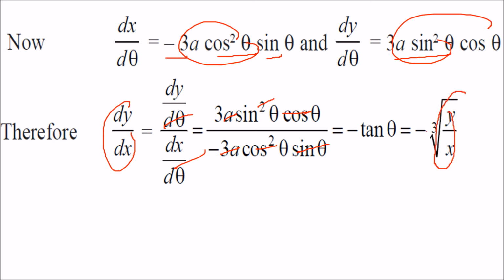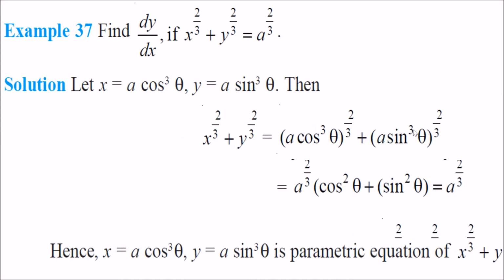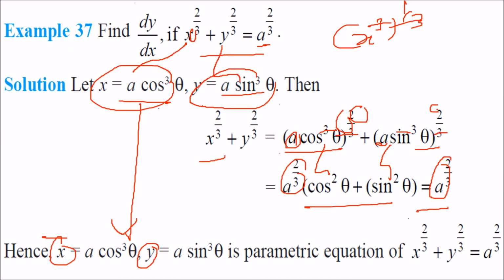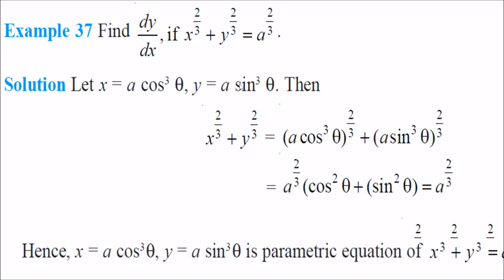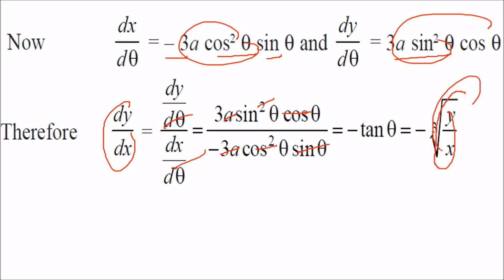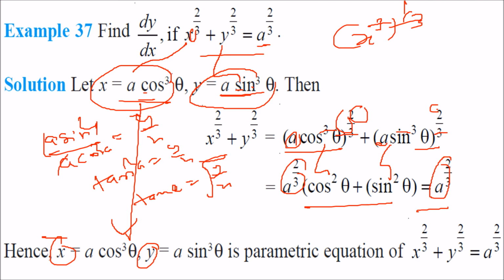And tan theta was what? See, tan theta is nothing but if you divide these two, means a sin cube theta by a cos cube theta. If you say this is y by x, it cancels out, and this is tan cube theta, y by x. So tan theta will be y by x under root. This is the cube root, I'm so sorry. This is the cube root, because this is cube. This will be the third root.